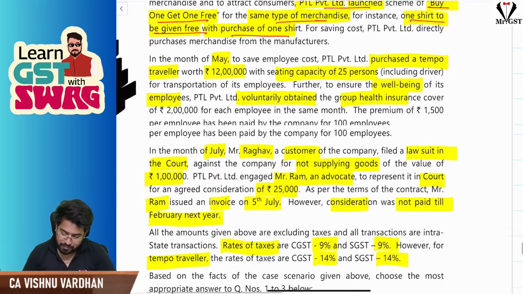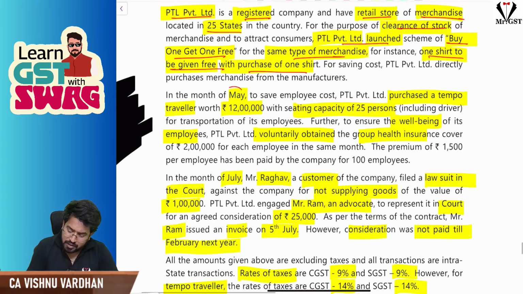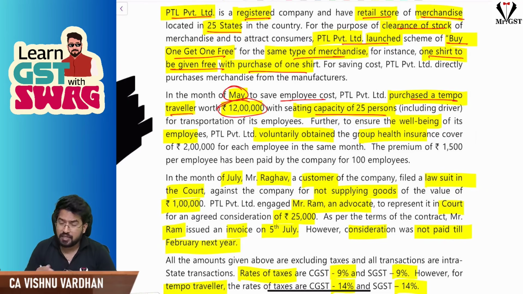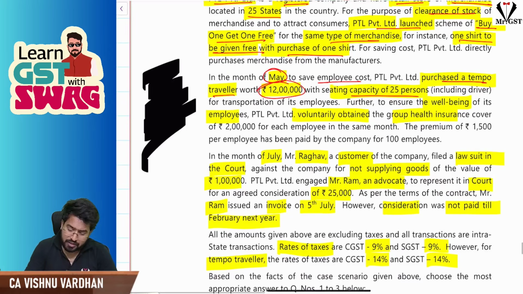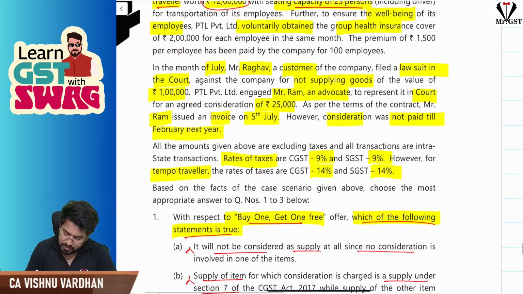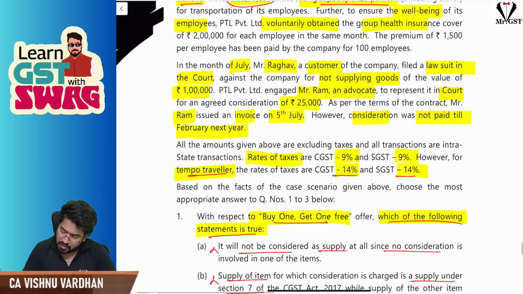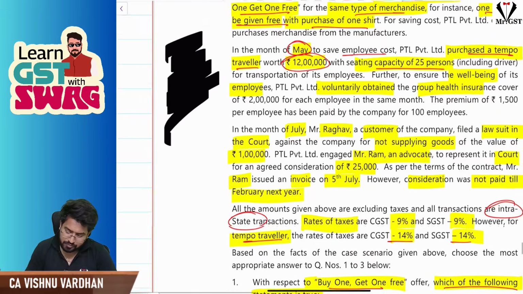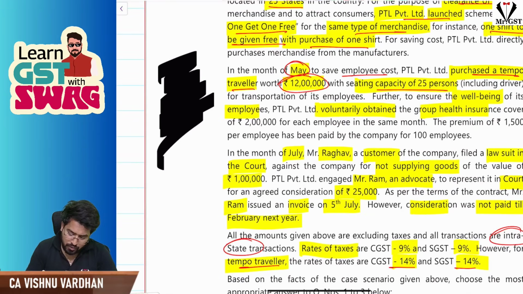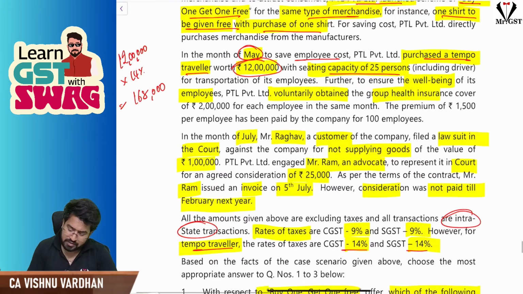Okay, right. Next, in the month of May, to save employee cost, they purchased a tempo traveler worth 12 lakhs, seating capacity 25 persons. Happily, you can take ITC here. On that, if you see at the bottom, they give the tempo traveler GST rate as 14%, 14%, and all are nothing but intrastate transactions only. So on 12 lakhs, they can take 14% ITC, 1 lakh 68,000.